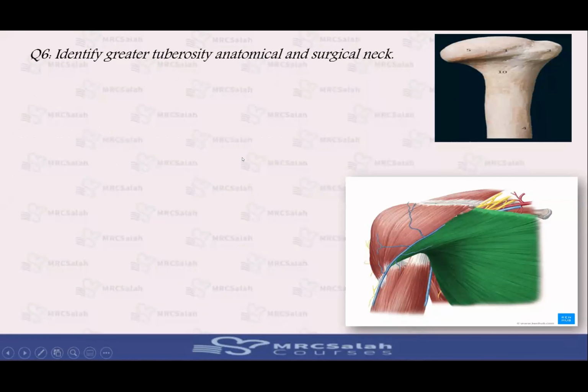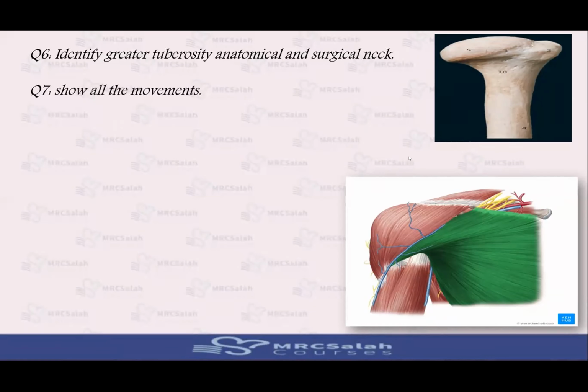Can you identify the greater tuberosity on this picture? Greater tuberosity is number 3. Okay, Dr. Bruno, can you identify the anatomical and surgical neck? The anatomical neck is number 1 and number 10 is the surgical neck. Okay.